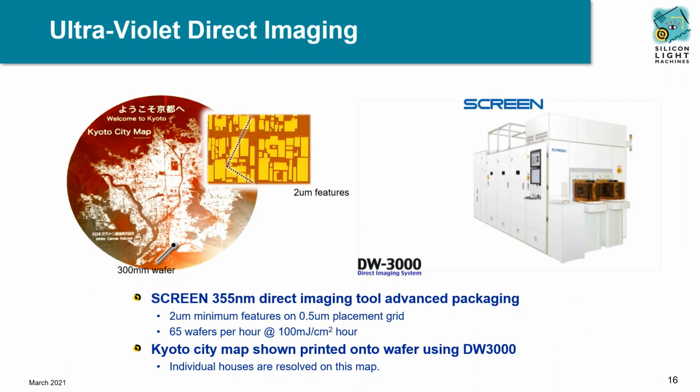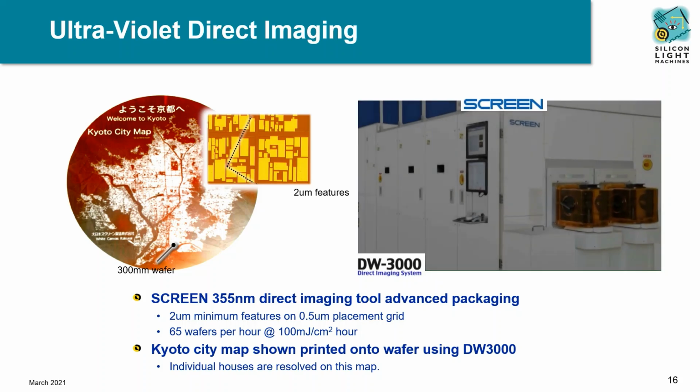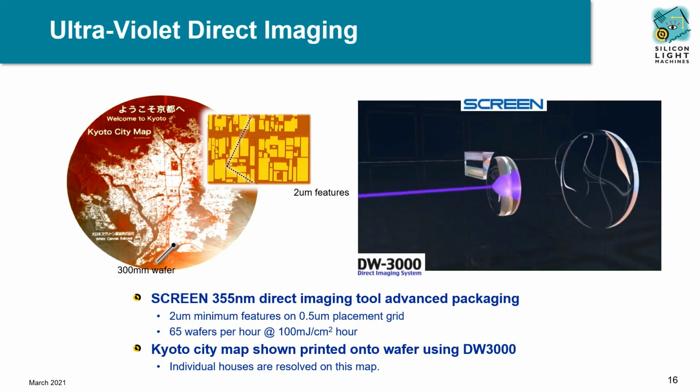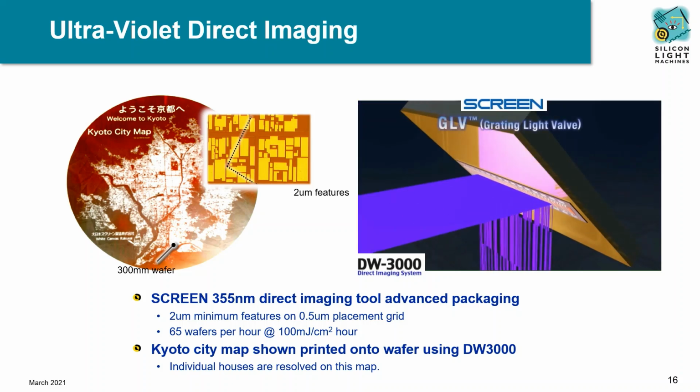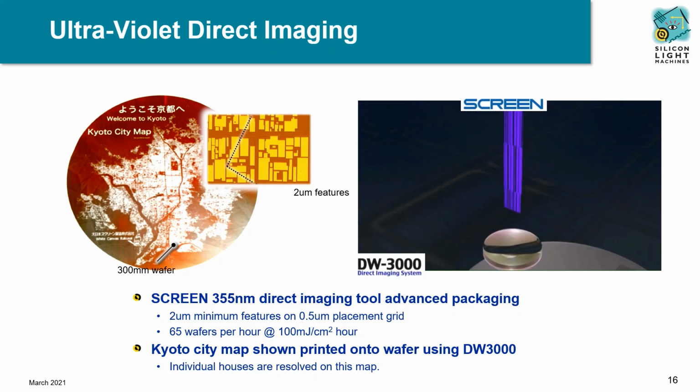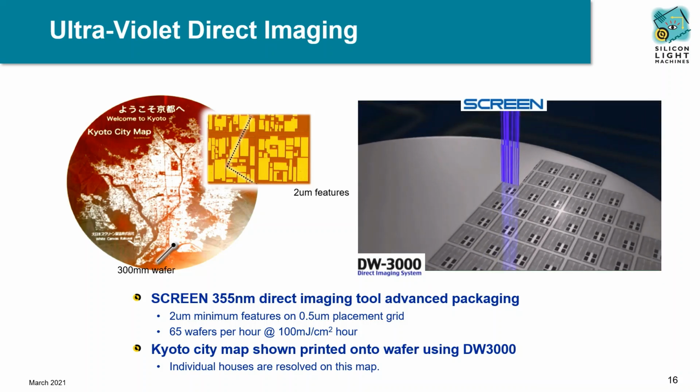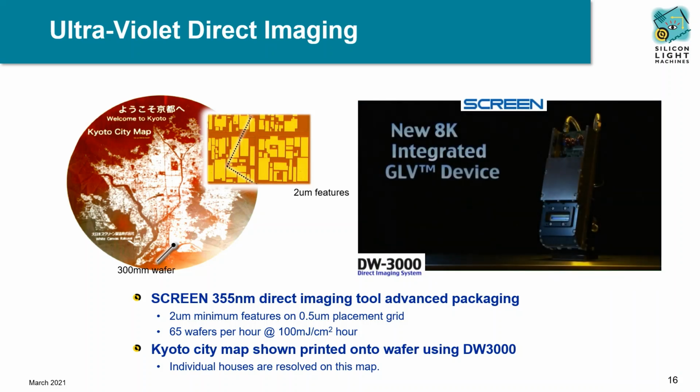Another common application of the GOV is in direct write technology. The GOV's channel count and speed allows for high throughput maskless lithography. Screen's DW3000 takes advantage of the GOV to create 2 micron features at 65 wafers per hour at a power of 100 millijoules per centimeter squared. The GOV can be configured to create unique identifiers and geometries for every wafer.